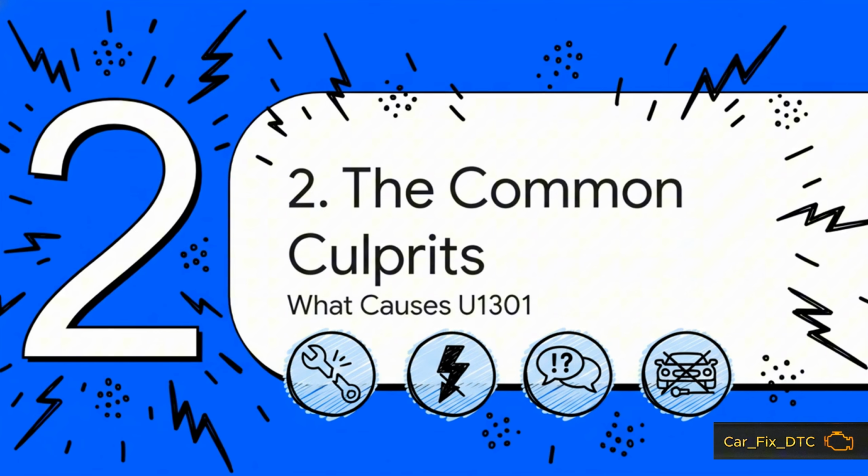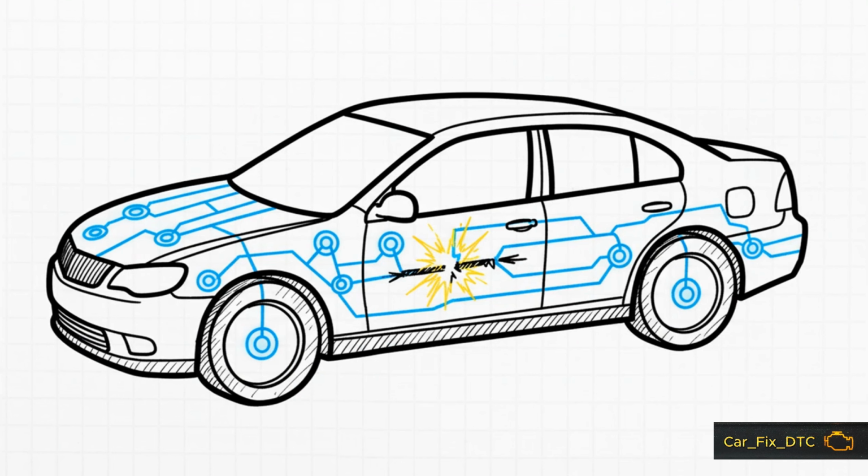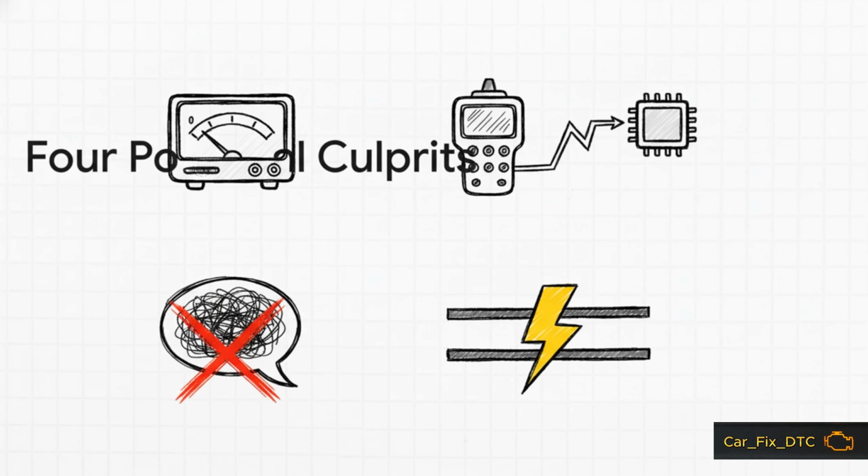So we know U1301 means there's a communication breakdown, but what's causing all that static on the line? Well, it usually boils down to one of 4 common culprits that we can actually track down. Let's stick with that nervous system analogy because it's a really good one. If the data link is the car's nervous system, carrying all those vital signals, then a U1301 code is a big deal. It means a nerve impulse just isn't getting where it needs to go. The connection is either totally broken or it's getting scrambled by some kind of interference. So here are our 4 main suspects.